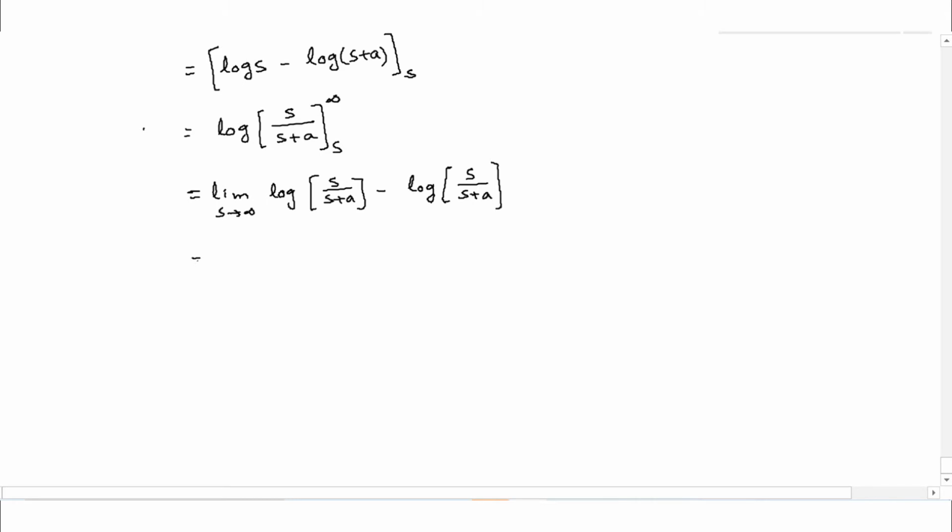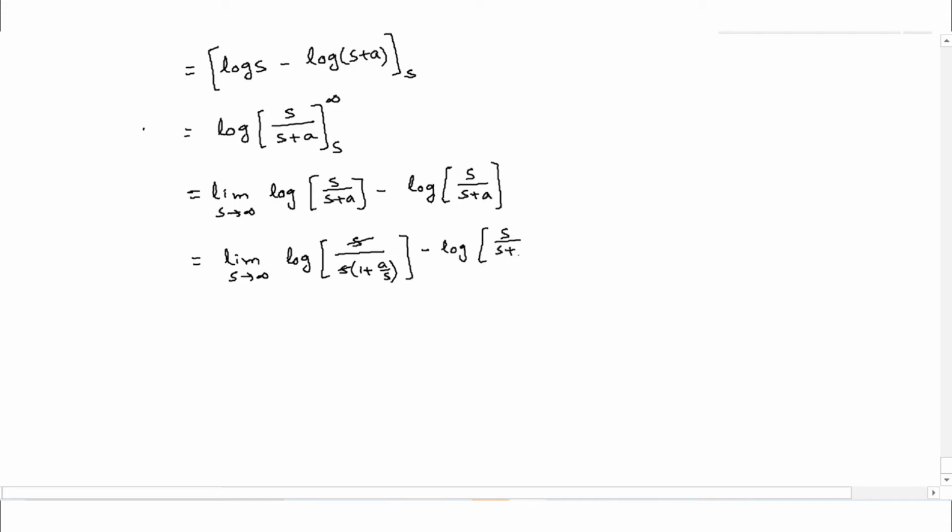The first term has s tending to infinity, so you have to simplify this expression in such a way that you avoid the infinity value. For that I will simplify. It is log of s by s plus a. I will take s common outside, so you will be left with 1 plus a by s. So this s and this s will cancel out, and this term log of s by s plus a will be the same.